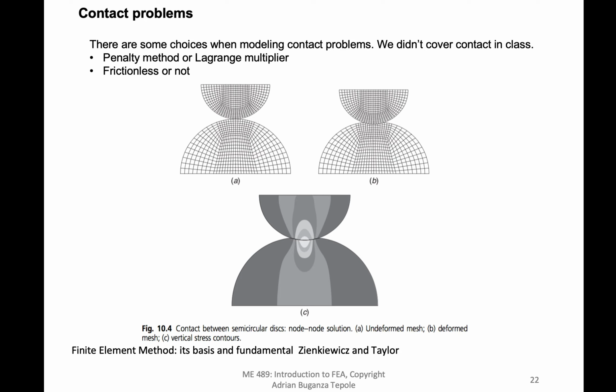Contact problems, we also didn't cover that in class. There's a couple of ways of doing that with the penalty method or Lagrange multiplier. Again, you can probably look at some of the documentation in Abaqus. I think most of the times you just need to create the interaction. Again, linear elements might work better for these contact problems.